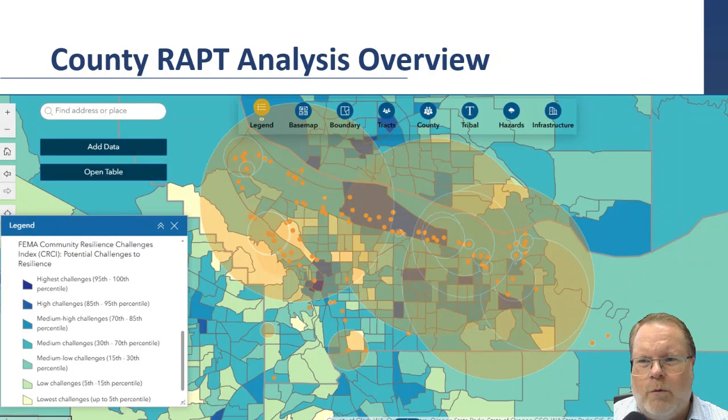So, what do we do? Well, we take a look at all the EHS facilities in a community, look at the plume model footprints around that facility and which communities might be impacted at the census tract level, and then look at the CRCI, the Community Resilience Challenges Index, and what different types of groups might be impacted more than others so that strategies can be developed that are more effective and prioritized.